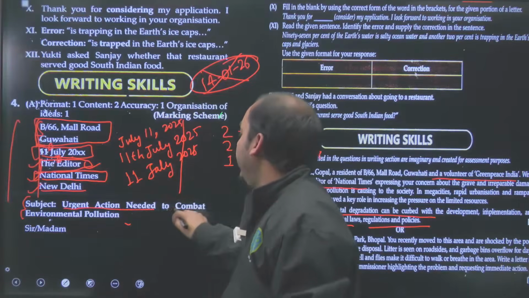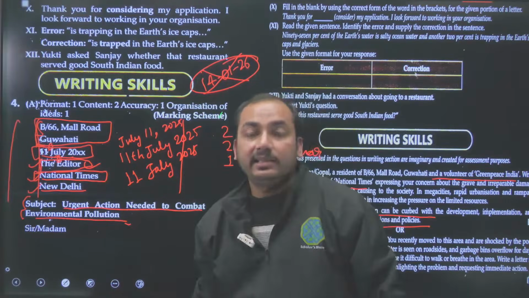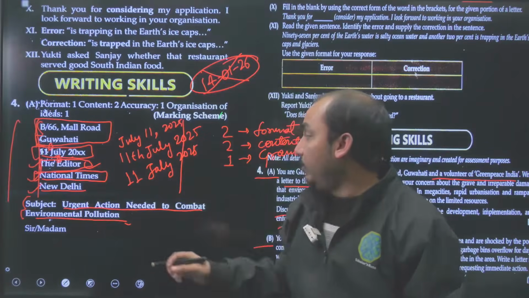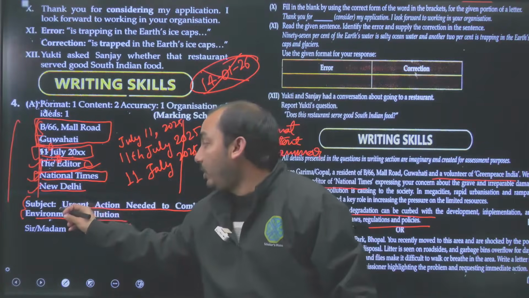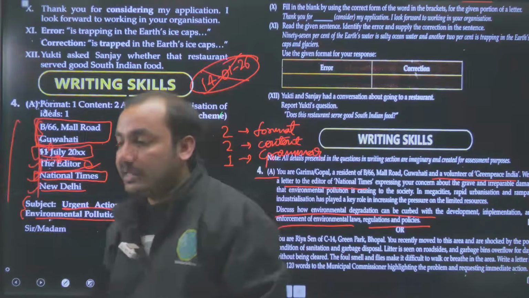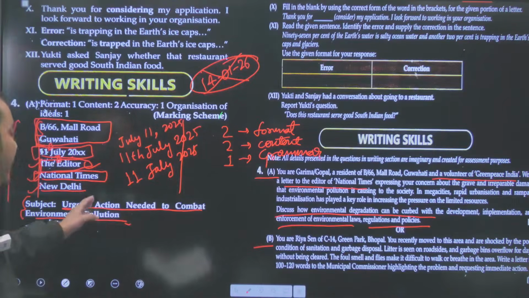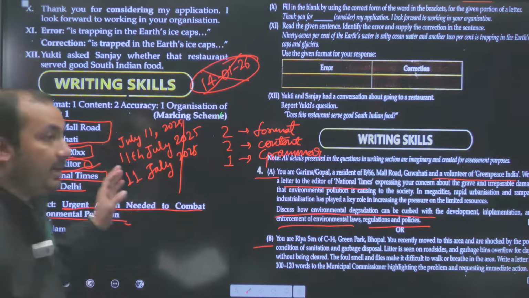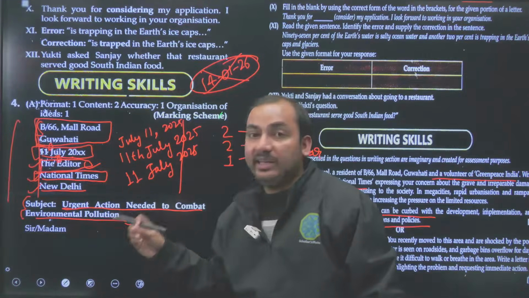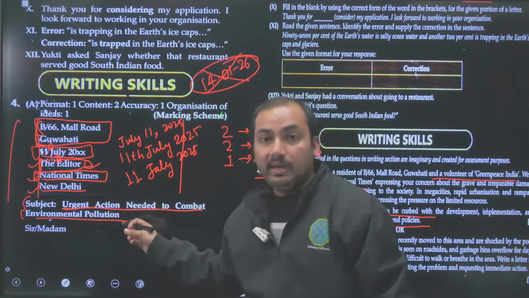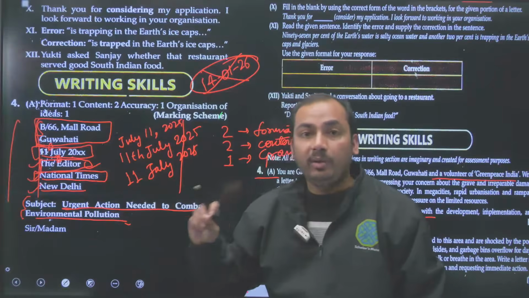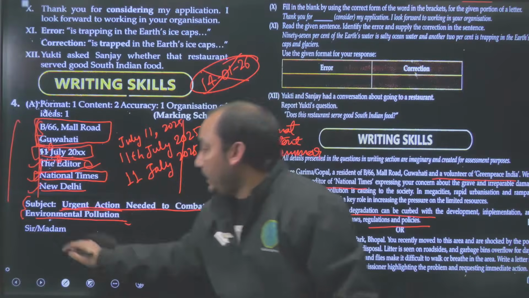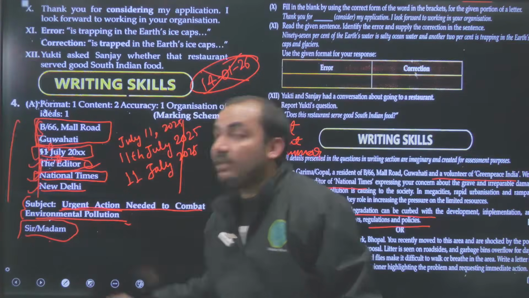Always remember to write the subject using title case. What is it? It means that you capitalize each word in the sentence. Whatever words you use in the sentence, you have to use a capital letter at the start of every word. As you can see here in the letter, urgent, U is capital; action, A is capital; needed, N is capital, except for prepositions and articles. If there are prepositions or articles in the statement, those words are not capitalized. Otherwise, all words are written with the first letter capital. And after that, we have to write greetings like Sir, Madam.